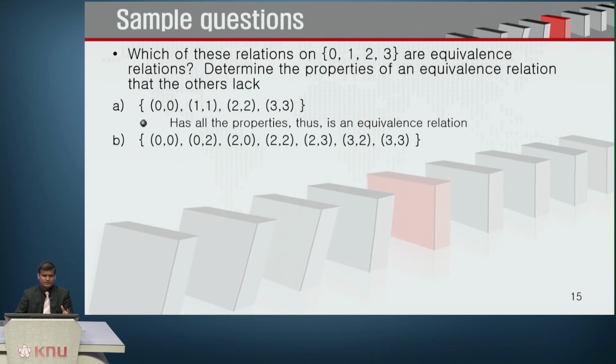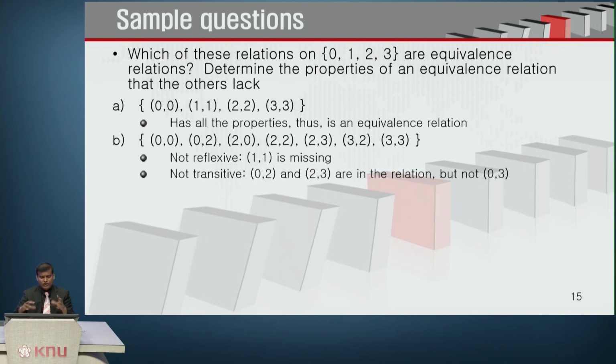Then you have another ordered pairs of 0,0, 0,2, 2,0, 2,2, 3,2, 3,3. So this cannot be reflexive because 1,1 is missing. Can you recall what are the properties? Like transitive property, for example, 0,2 and 2,3 are in relation, but 0,3 is not in relation. So that connection of transitivity is missing.